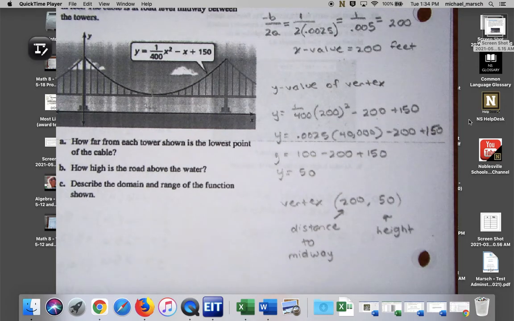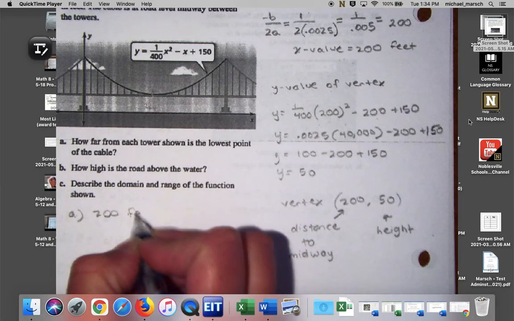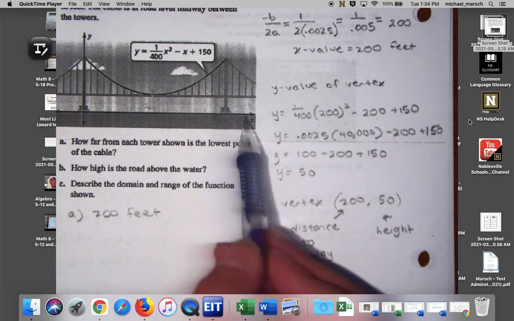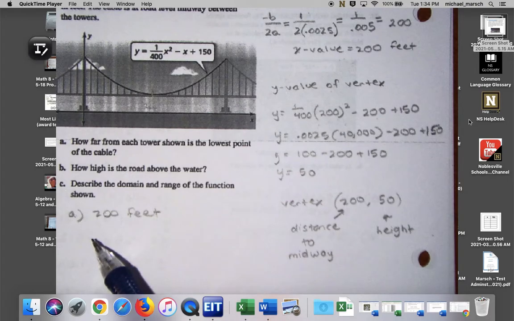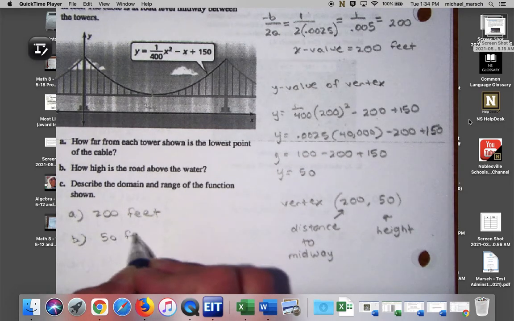Okay, now we just have to answer these 3 questions. How far from the tower shown is the lowest point of the cable? From each tower shown? 200 feet. Right? Because it's 0 to 200. How high is the bridge above the water? 50 feet.